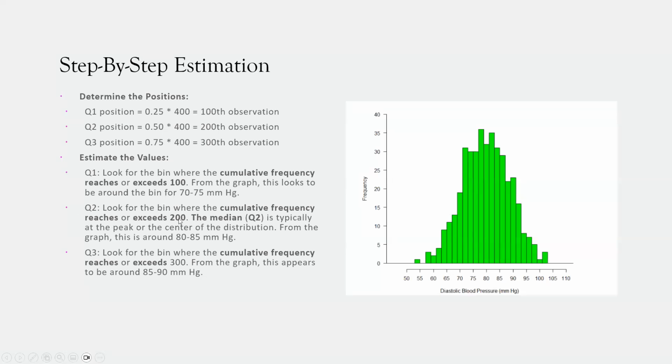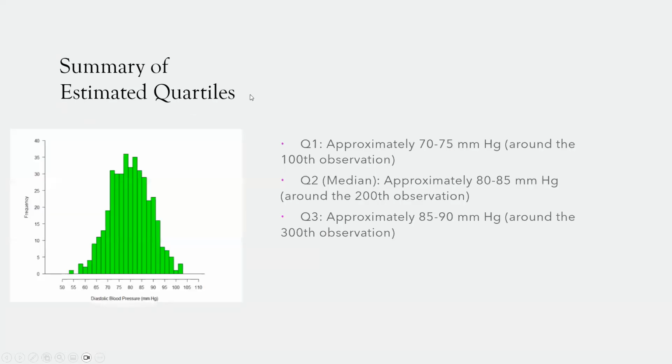Q2, it will be just 200, and it will be between 80 to 85, which we can even see from here in the middle. Then Q3, look for the bin where the cumulative frequency reaches or exceeds 300. From the graph, this appears to be around 85 to 90 millimeter of mercury. So summary of the quartiles: Q1 approximately 70 to 75 millimeter of mercury, which is close to the answer 73. Q1 would be close to 73. So 73 is lying between 70 to 75.